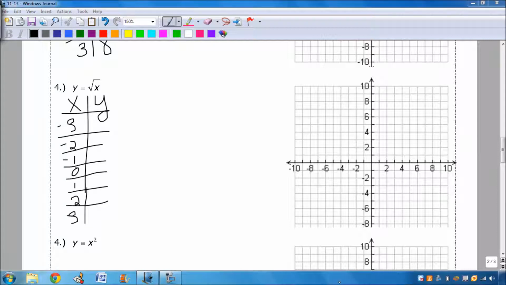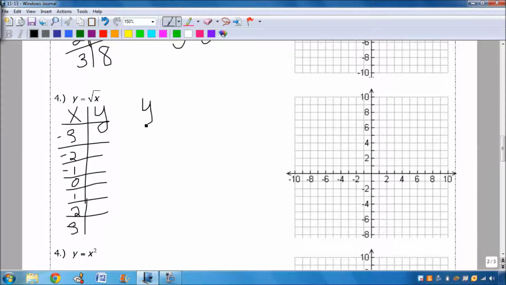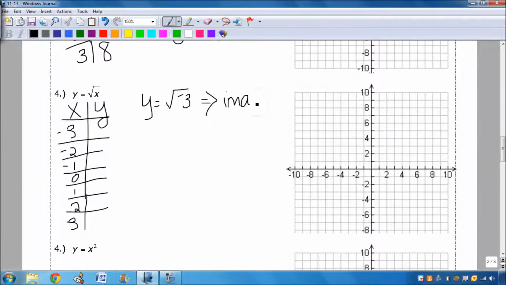So right here, I'm going to take the square root of -3, which is impossible using real numbers. So this will give me an imaginary number. And so it's not really useful to use any negatives when we're doing a square root function, okay? So we're going to cross out these three values.